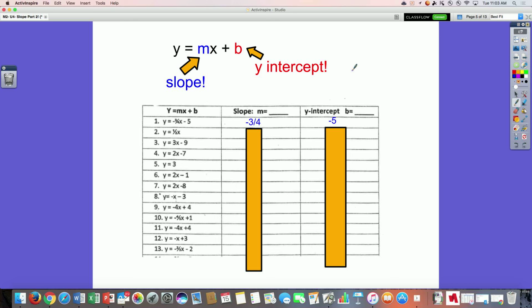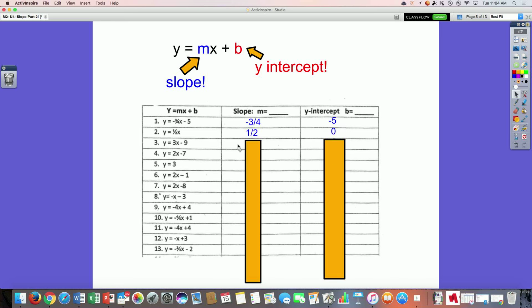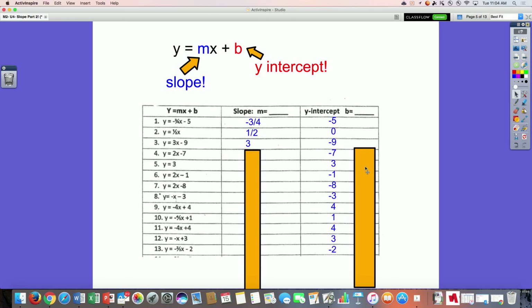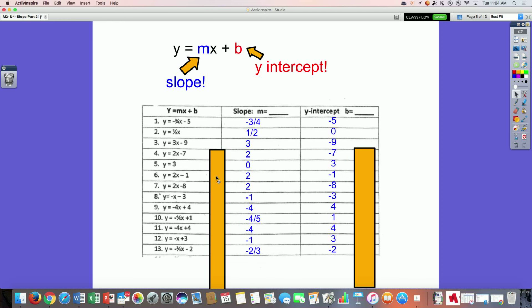Cheeseburger! Hey, welcome back. I'm glad you did it. Easy stuff, right? Did you get 1/2 for this one? Y equals 1/2 x, so that's the m. And there isn't a y-intercept, right? There's no number there. Don't get fooled by that. The next one, there's a 3 in front of the x, so that's the slope. Y-intercept, -9. I'm going to go ahead and move these over so you can check your work.